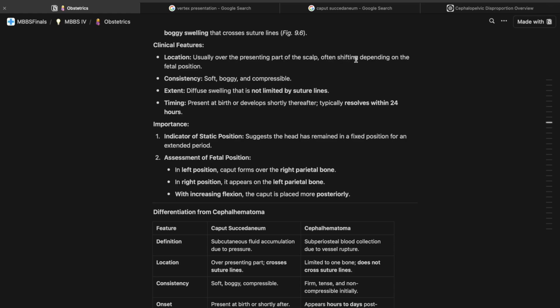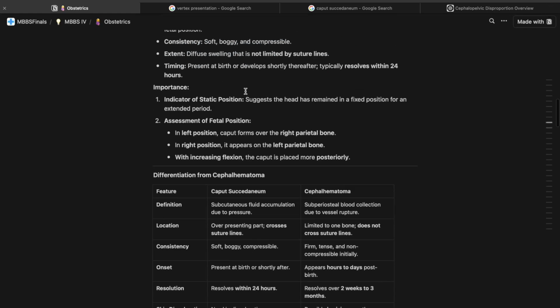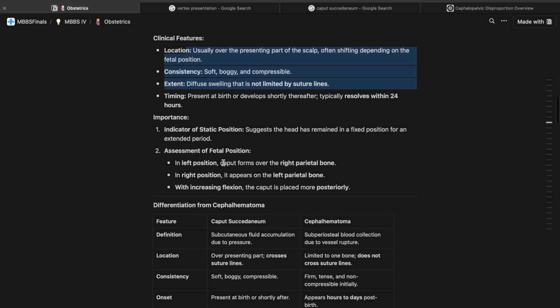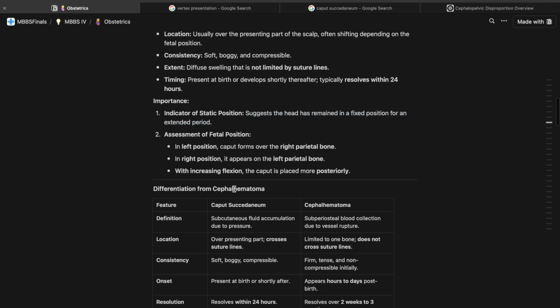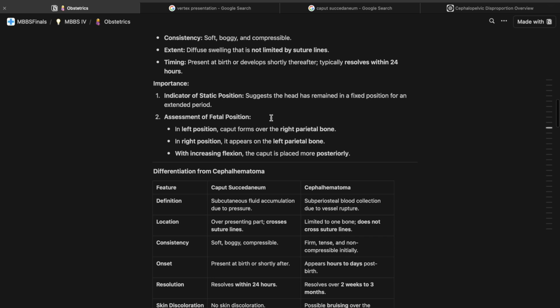Yeah, it shifts depending upon the fetal position. Coming to importance, it is an indicator of static position, suggesting the head has remained in a fixed position for an extended period. So the girdle of contact is pressing and pressing, and when you have so much pressure for a long period of time, you develop that.